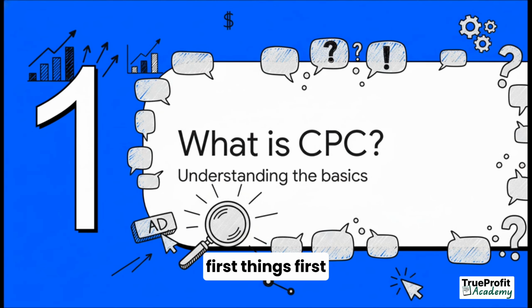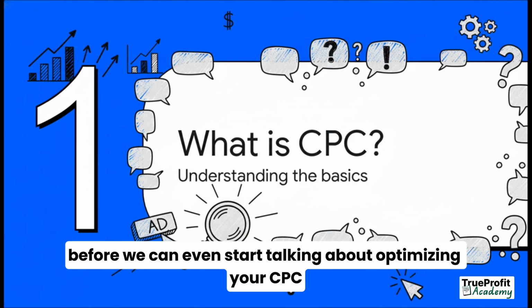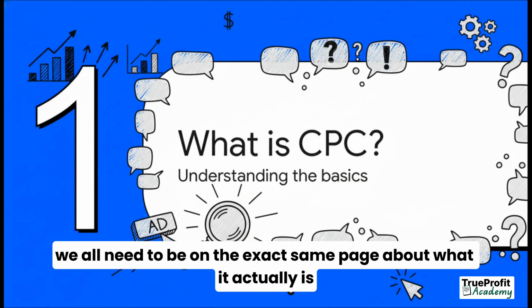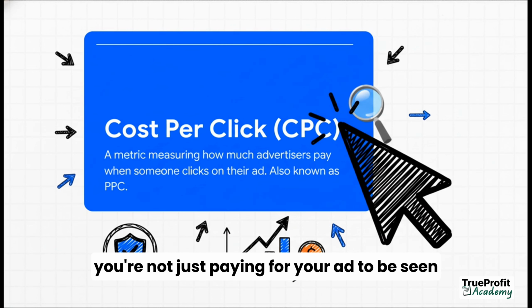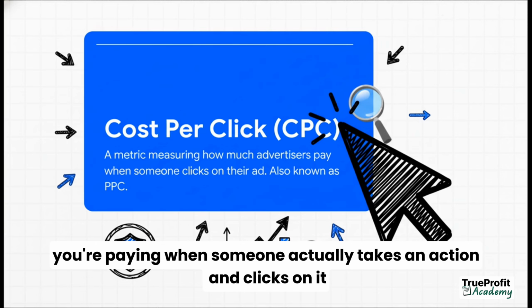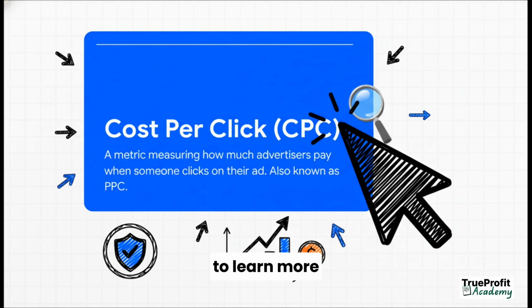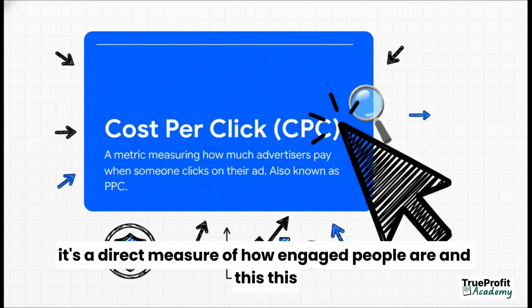All right, first things first. Before we can even start talking about optimizing your CPC, we all need to be on the exact same page about what it actually is. So, to put it simply, CPC is a performance-based metric. See, you're not just paying for your ad to be seen, you're paying when someone actually takes an action and clicks on it to learn more. It's a direct measure of how engaged people are.